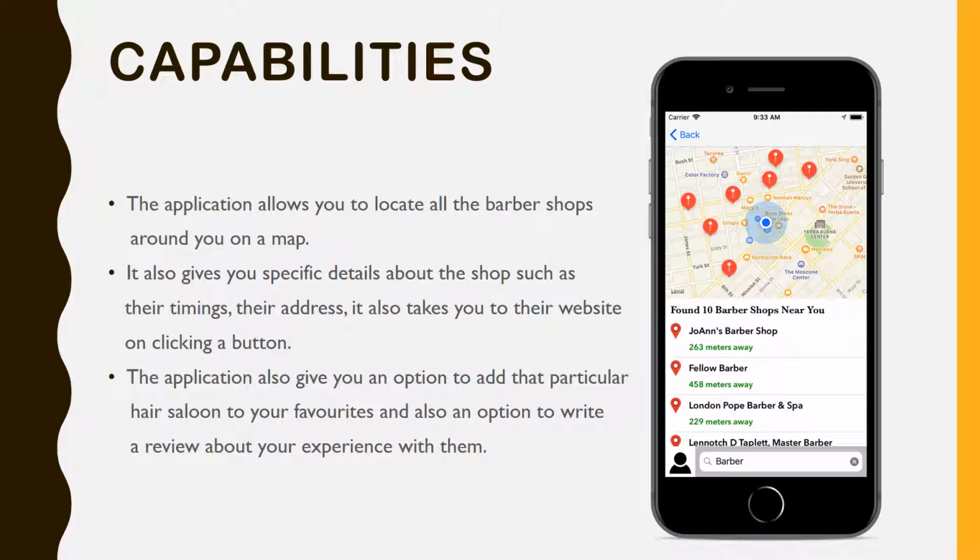Now let's talk about the capabilities of the application. One of the main capabilities of the application is that it allows you to locate all the barber shops around you on a map.